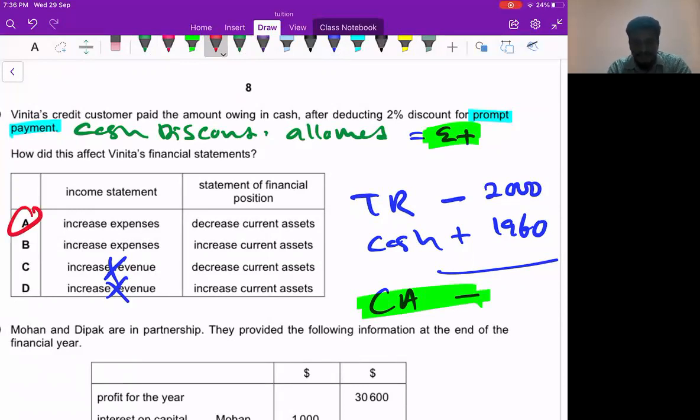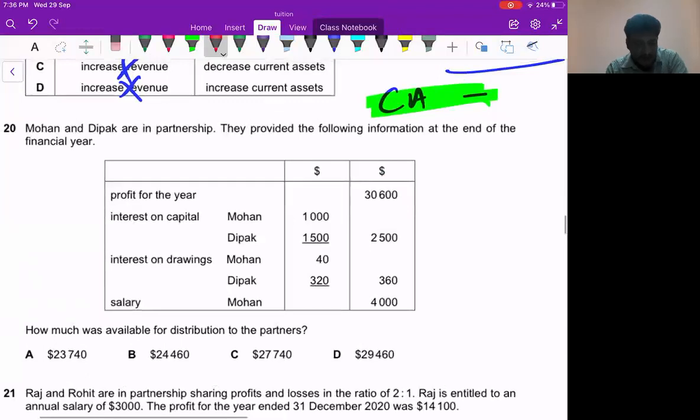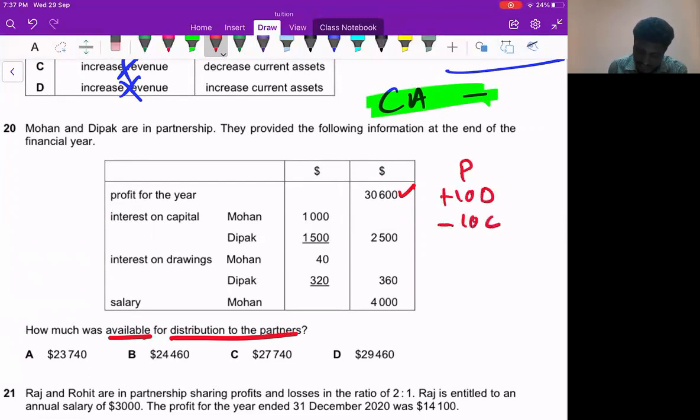Get it? Okay, next one. Mohan and Deepak are in a partnership. They provide the following information at the end of the financial year. How much was available to be distributed to the partners? Do you remember the formula or not? Profit plus IOD minus IOC minus partner salary gives the residual profit. That's what the question is asking.